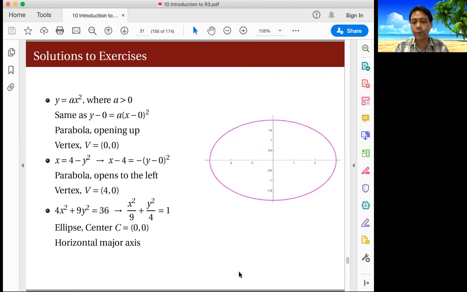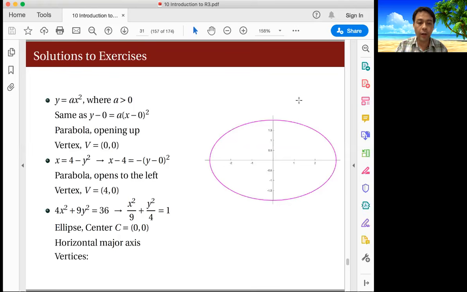What are the vertices? When we say vertices, this will be the intersections of the ellipse with its major axis and the minor axis. By the way, the minor axis is the axis perpendicular to the major axis through the center. So in this example, the major axis is the horizontal, it's the x-axis, while the minor axis is the vertical, corresponding to the y-axis.